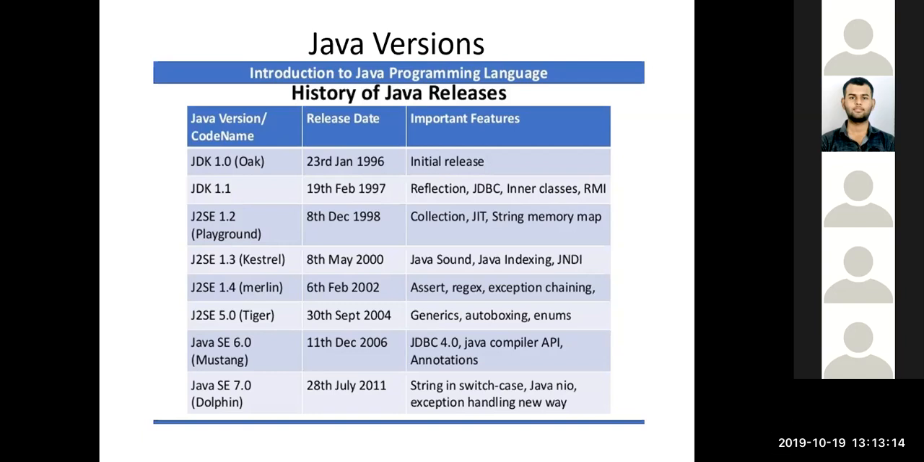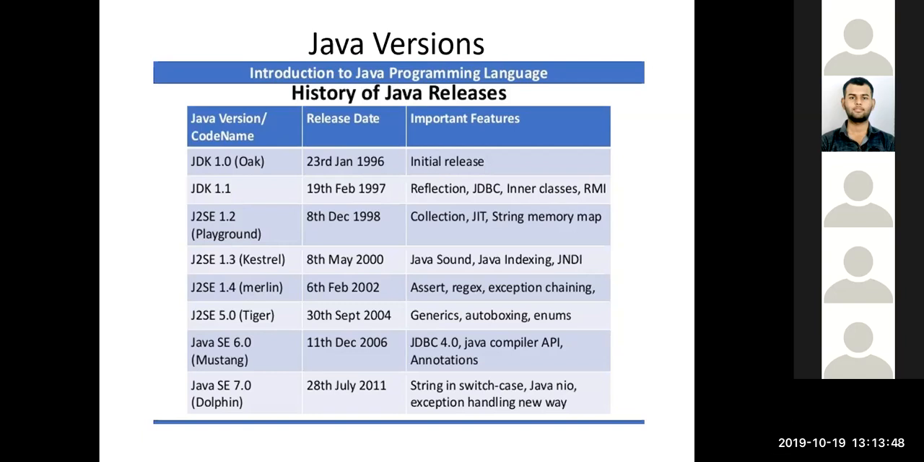With inner classes we can have anonymous implementations, and you can create classes on the fly. Then you had the RMI implementation, remote method invocation, with the help of which you can invoke a method which is running on a remote machine, that is, on a remote virtual machine.